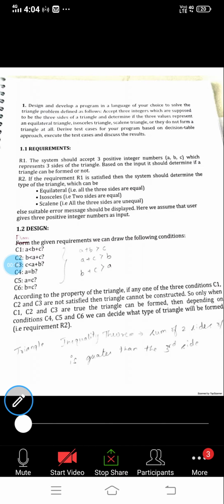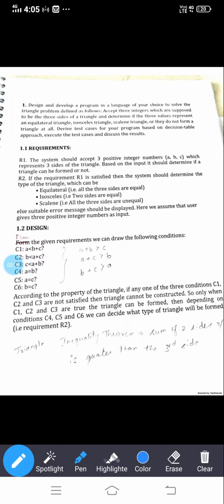We have to give three sides of the triangle as input A, B, C. The boundary was not given, so we have assumed it to be 10, between 0 to 10. So you have to write the requirement first. Depending upon the values you give for A, B, C, the triangle formed can be equilateral, isosceles or scalene. If all three sides are equal, it is equilateral. Two sides equal means isosceles. All three sides different means it will form a scalene triangle.